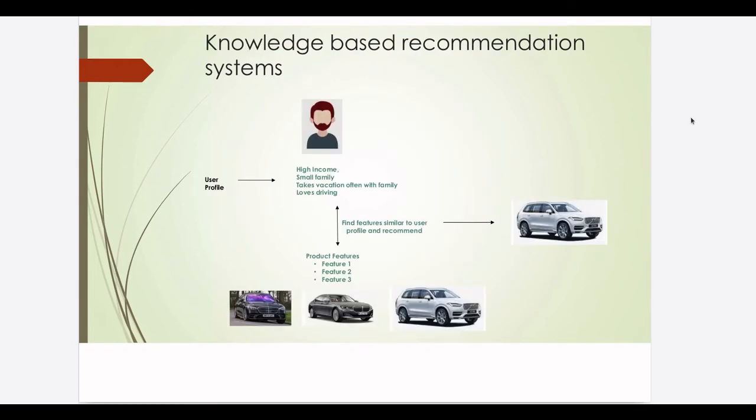Knowledge based recommendation systems make recommendations based on similarities between user requirements and item descriptions. Look at this example here. You have a user who has high income, a small family, likes to drive, and takes vacations often with the family. That's the basic requirements or the profile of the user. Then you have different types of vehicles having certain features, feature 1, 2, 3, etc. Which of these features of the products are more similar to the user profile you have? That's the basis of making these recommendations.